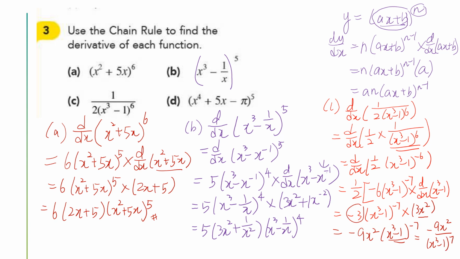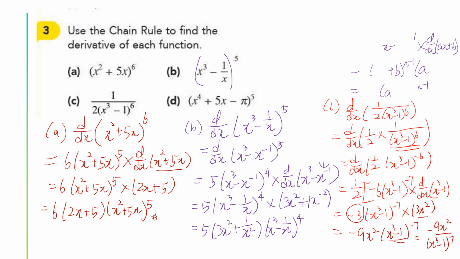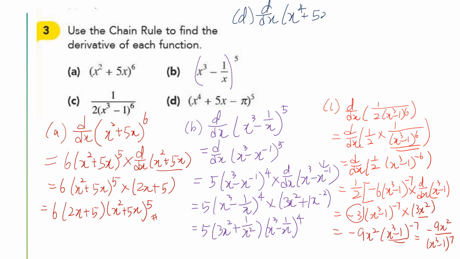Alright, let's proceed on to part D. I have to erase this part here to make space to do part D. So let's look at part D. We need to find the derivative of this function. Step number 1, bring the power down. Step number 2, power -1, that gives you 4. Step number 3, differentiate whatever is inside the bracket, which is x to the power of 4 plus 5x minus pi.